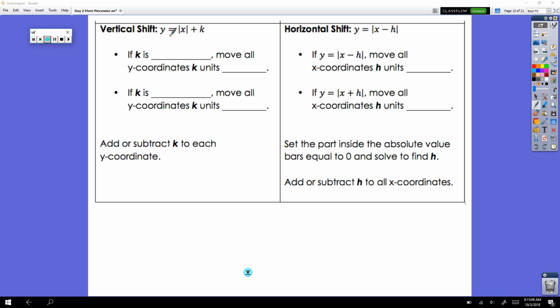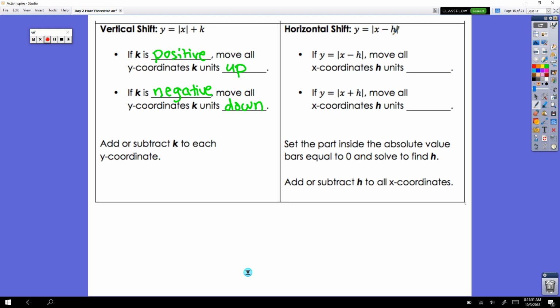So now we're going to look here. If we have y is equal to absolute value of x plus k, this k is on the outside of the absolute value. That means it's going to be affecting the y's. So if k is positive, move all y coordinates k units up. If k is negative, move all y coordinates k units down. Add or subtract k to each y coordinate.